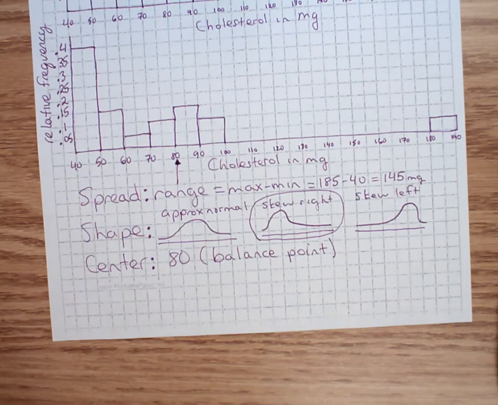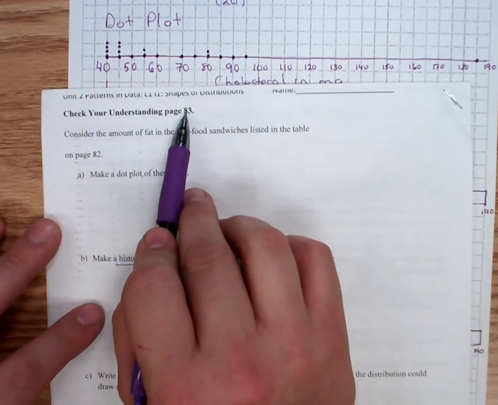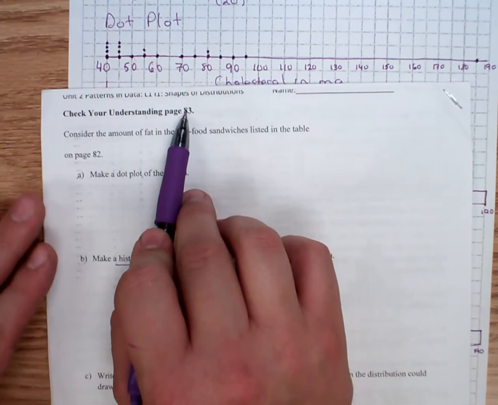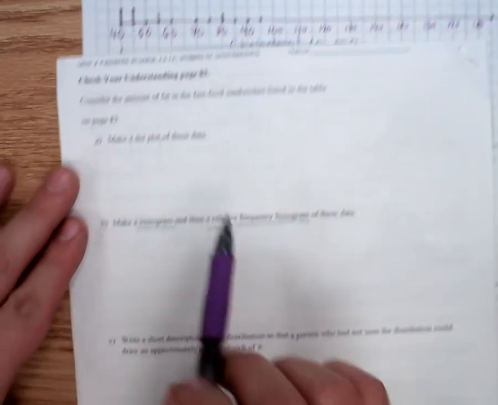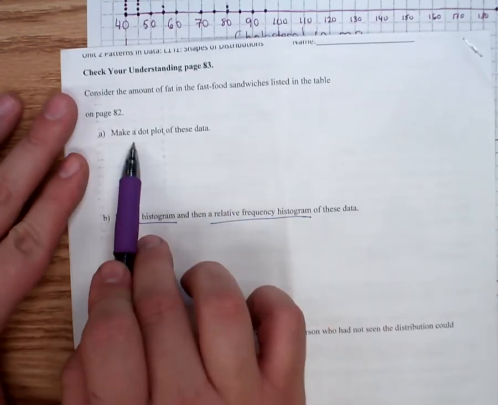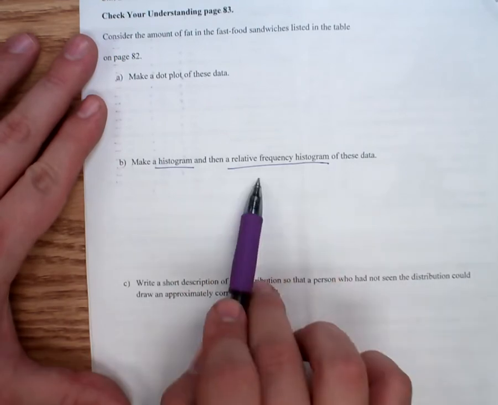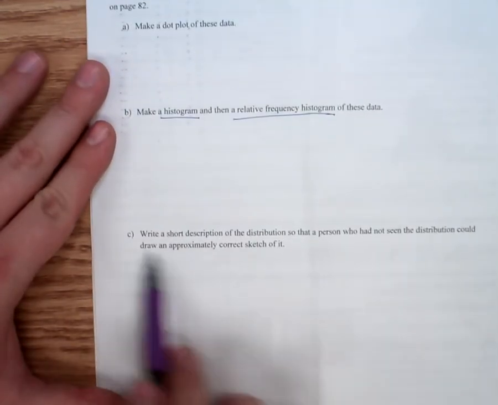You're going to have to replicate this for the CYU. This is the check your understanding, page 83. This is your homework, which you're going to turn in. I'm giving you 20 minutes to do this. You are doing the dot plot, the histogram and relative frequency histogram, and describing it.